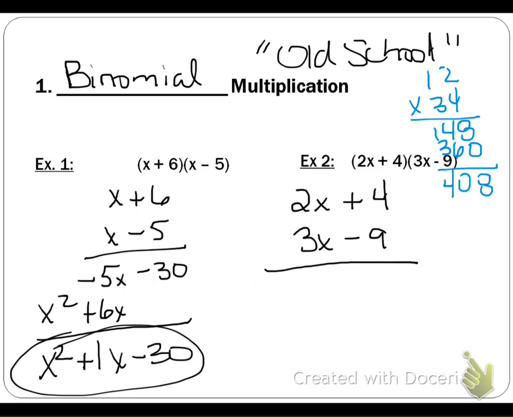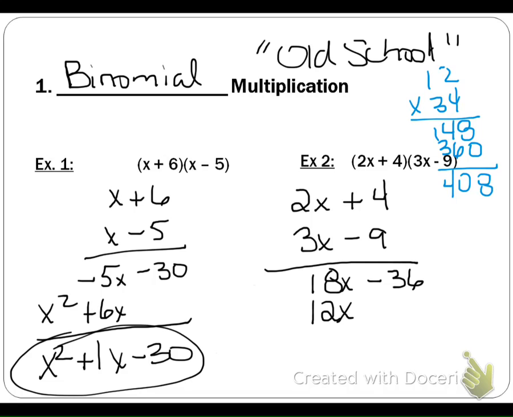So using the old school method, I start with my first term, just like a first digit. Negative 9 times positive 4 is negative 36. Negative 9 times the 2x is 18x. I'm ready for my next partial product. So I'm going to multiply this 3x times the constant term, the 4. 3x times 4 is 12x. I make sure I write it underneath the other x term. Just move it over one.